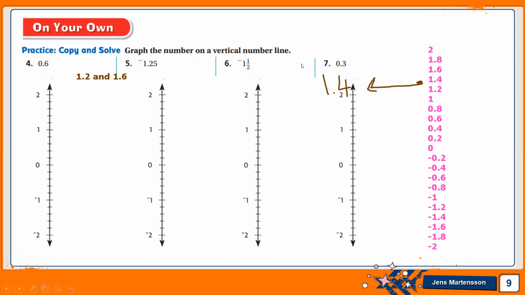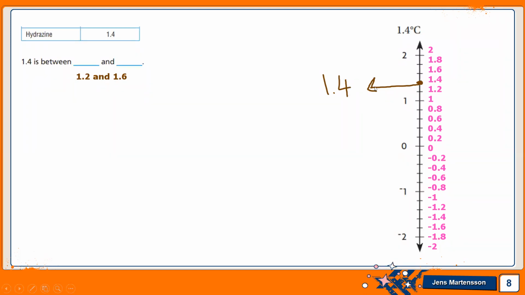Look at the number line. When you want to say the numbers, look at the number line. This is 1.4. It's between 1.2 and 1.6. Miss, 1.5 is not written on the number line. I told you, on the number line, between which two numbers? I want you to choose numbers that are written on the number line. Got it?